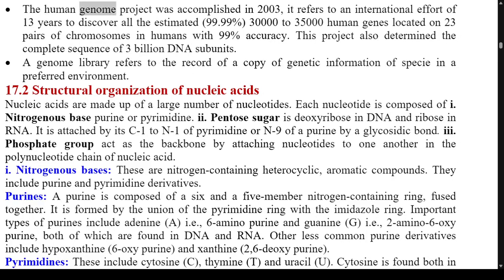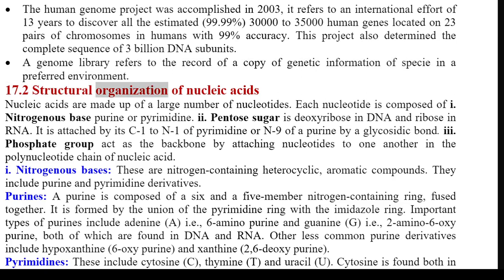The Human Genome Project was accomplished in 2003. It refers to an international effort of 13 years to discover all the estimated 30,000 to 35,000 human genes located on 23 pairs of chromosomes in humans with 99.99% accuracy. This project also determined the complete sequence of 3 billion DNA subunits. A genome library refers to the record of a copy of genetic information of species in a preferred environment.